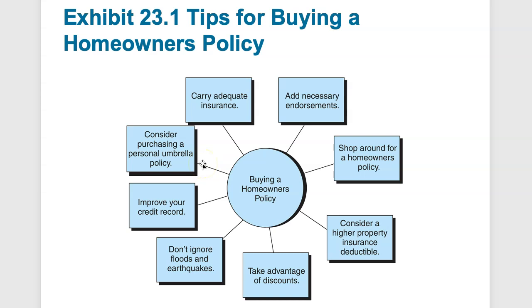Consider purchasing a personal umbrella policy. So this can provide an additional $1 to $10 million of additional liability insurance after the underlying coverage has been exhausted in your home insurance or your auto insurance. So it also covers liability arising out of personal injury, including coverage for libel, slander. So the homeowner's policy does not cover personal injuries without an endorsement attached to it.